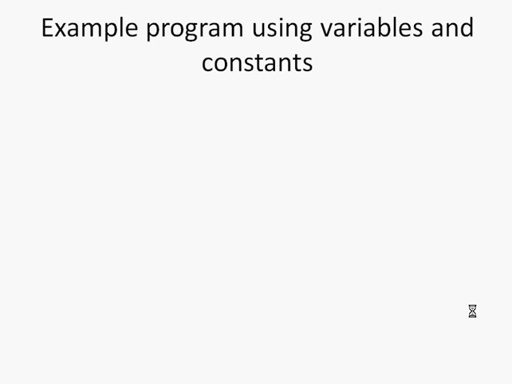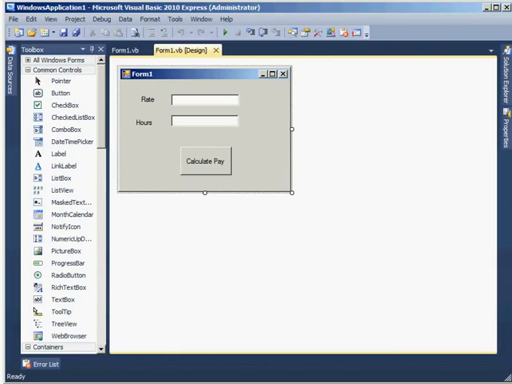Let's have a look at an example now of a program that uses both variables and constants. What this VB.NET program is going to do is accept input from a user on a rate of pay and a number of hours worked, and then calculate their pay.